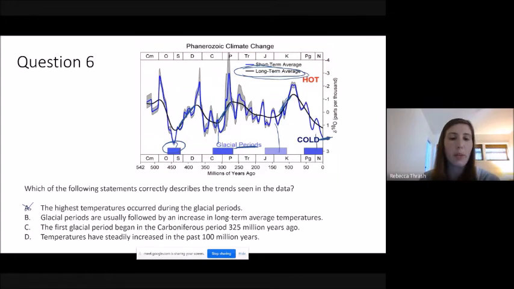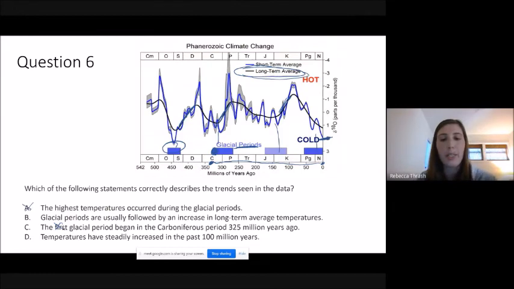The first glacial period began in the Carboniferous period, 325 million years ago. So here's the present, and if I follow it all the way back to 325 million years, that's around here. That is coinciding with the glacial period, but it's not the first one.